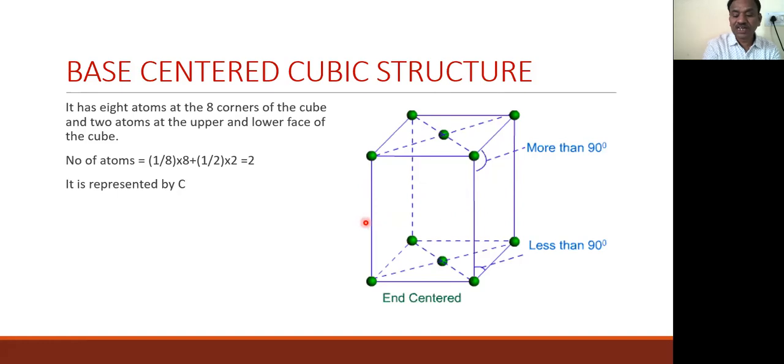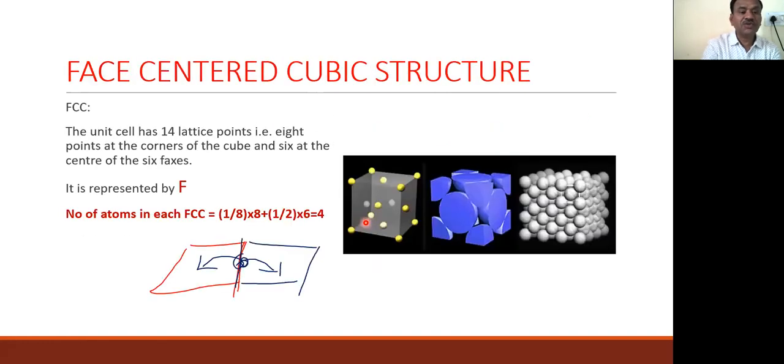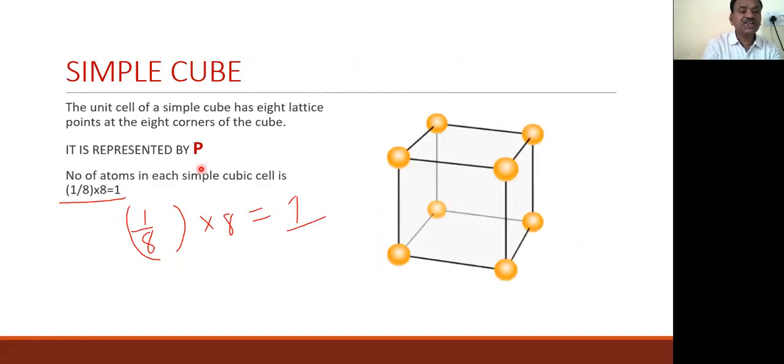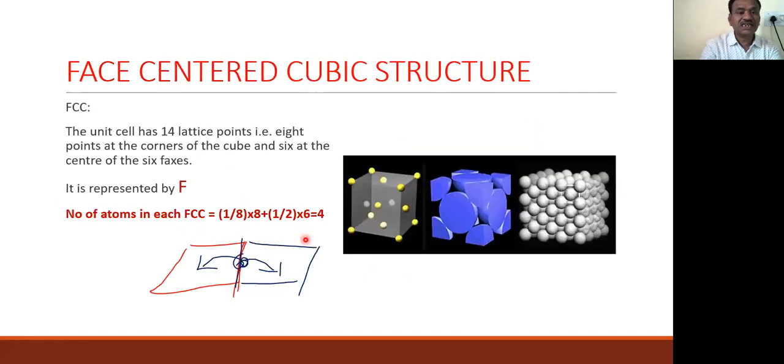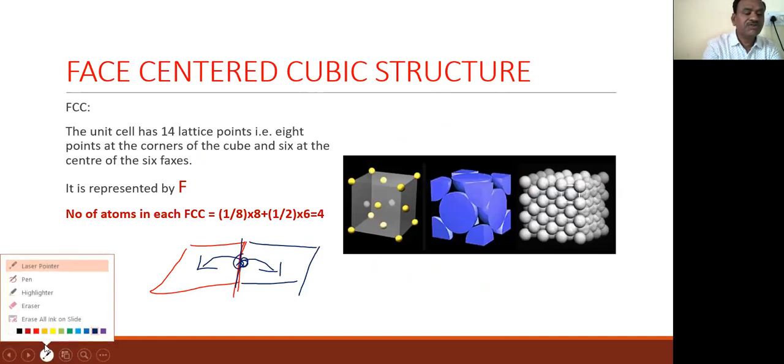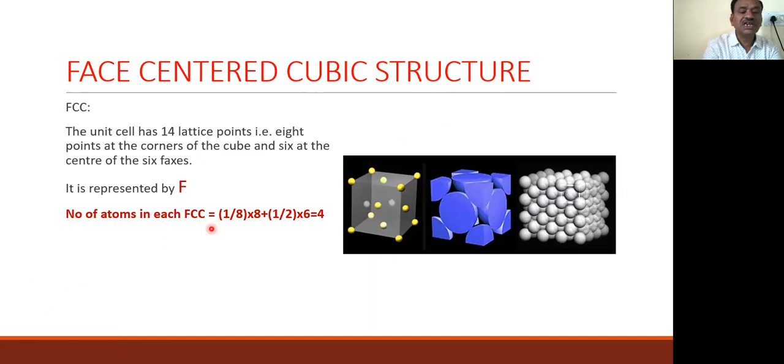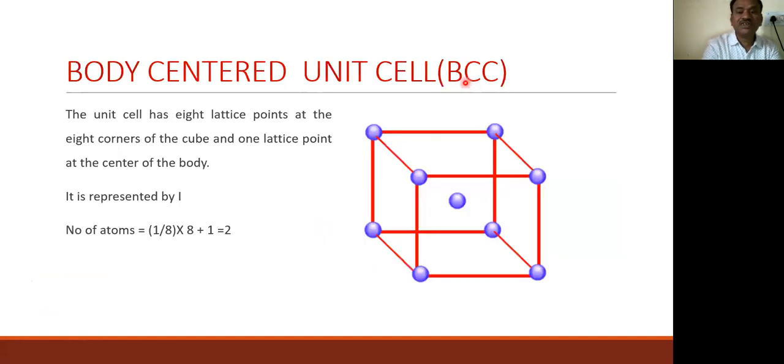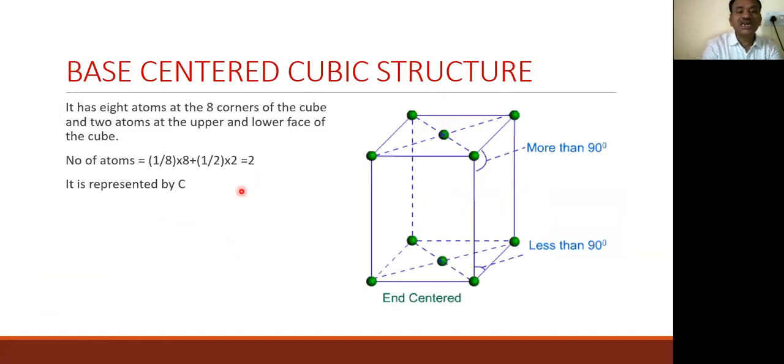Getting the point? Totally, one is simple cubic. It is represented by P. How many atoms are there? Only one atom is there. Next is face center, represented by F, and totally 4 atoms are present. Next is body center, only 2 atoms are present. Similarly, in the base center, here also 2 atoms are present.